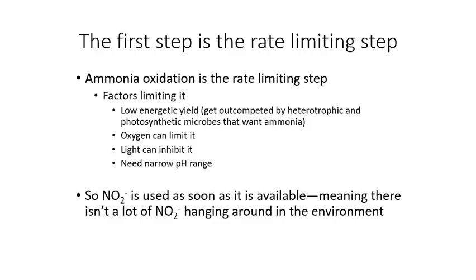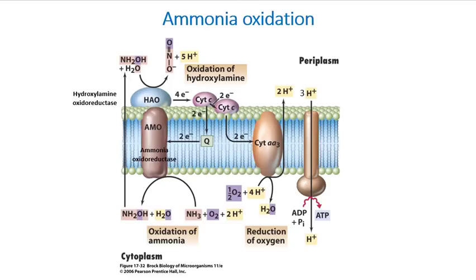Here is a view of what is going on in the cell during that first step, along with the enzymes carrying it out: ammonia oxoreductase and hydroxylamine oxoreductase. You can see that electrons are pulled off of reduced nitrogen species and funneled through electron transport chains, eventually reducing oxygen to water. A proton motive force is created, and with that, ATP is generated.